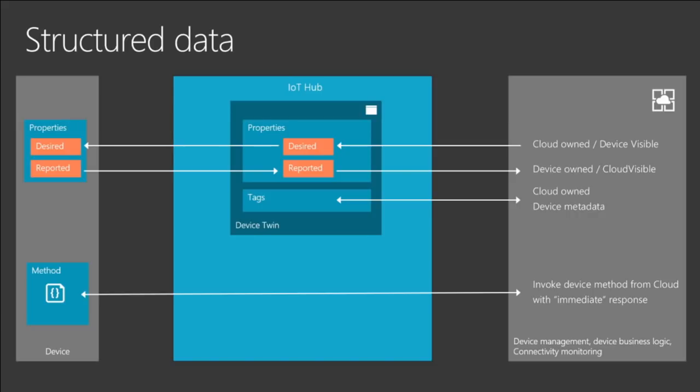Method, you have a piece of code running on the device supported by the SDK. You implement your own code there. You invoke from the backend.